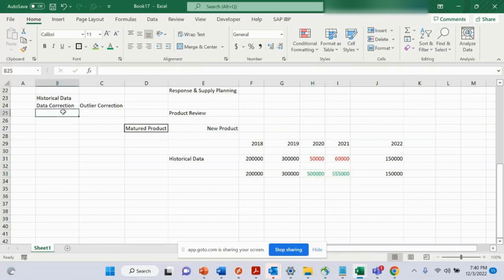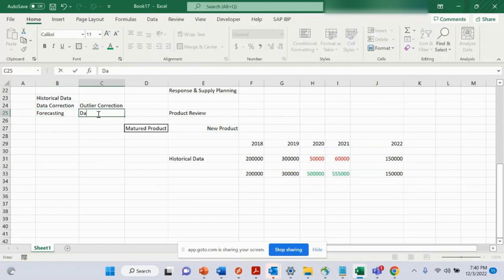So now historical data load is done. Data correction: here we are doing the outlier correction. So these 2 steps have been done. Now what is the third step? The third step is forecasting. Obviously, forecasting comes with certain conditions. The condition starts with what your data pattern is. Forecasting is done on the historical data pattern, the historical data.